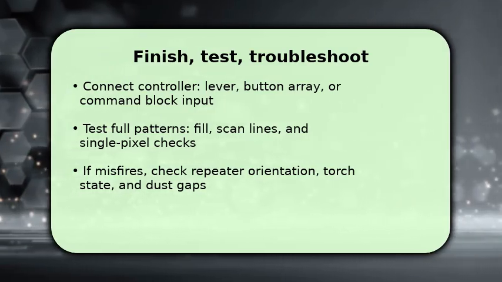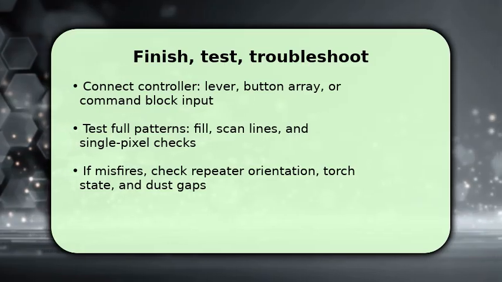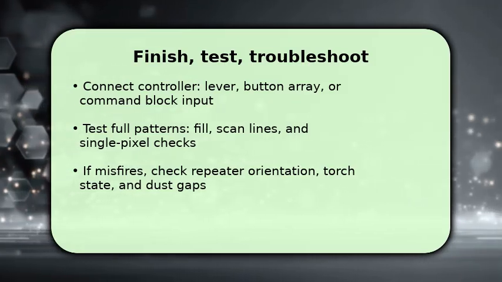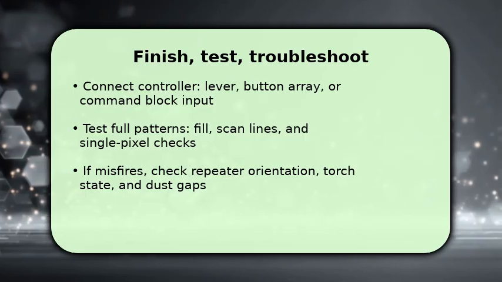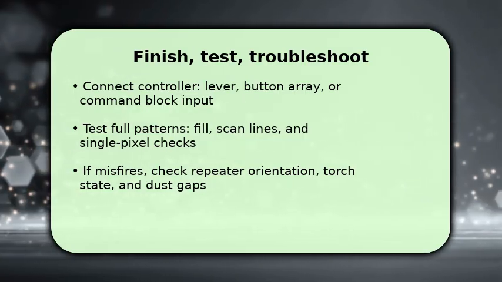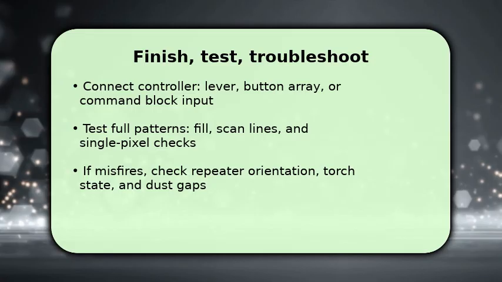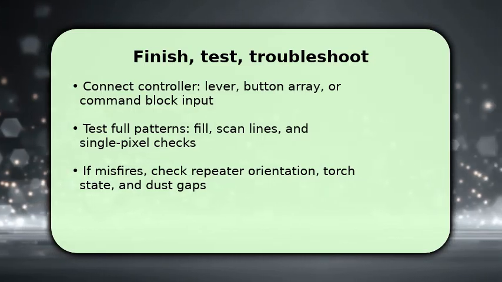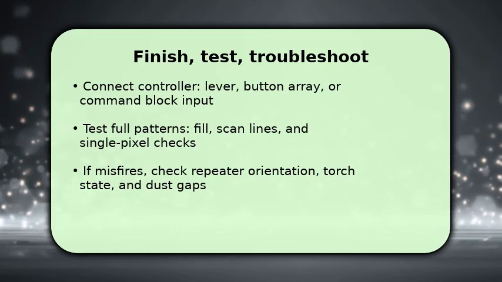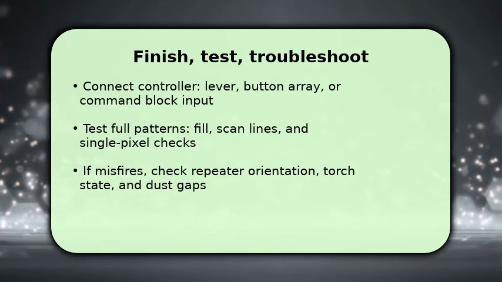Then run full screen tests, a solid fill, scanning lines, and single pixel toggles to validate every lamp. If pixels fail, inspect repeater direction and settings, verify redstone torch states, and look for missing dust or block updates. A common fix is reorienting a repeater or adding a short delay. Once fixed, rerun the pattern tests.